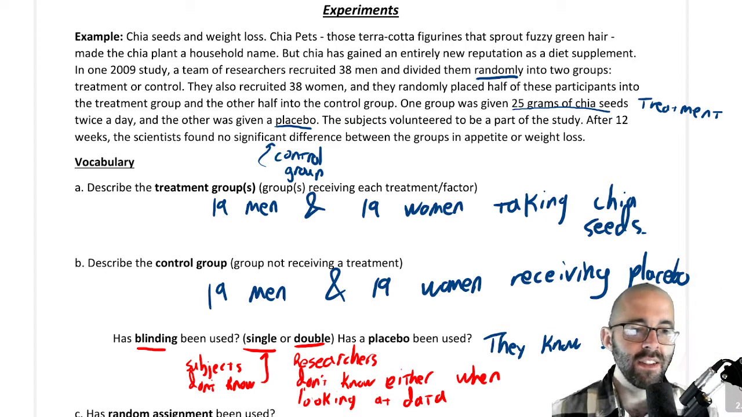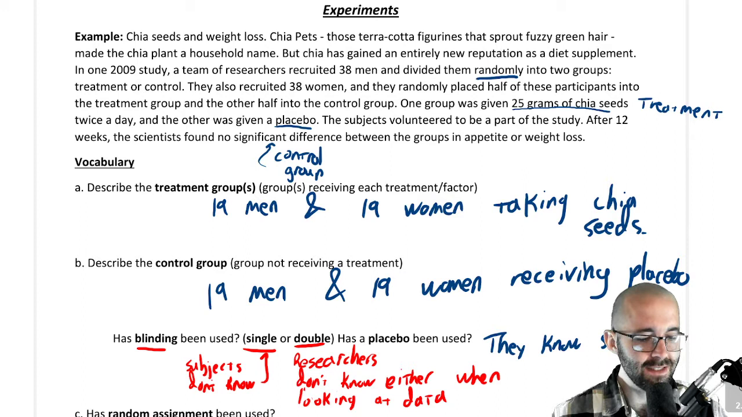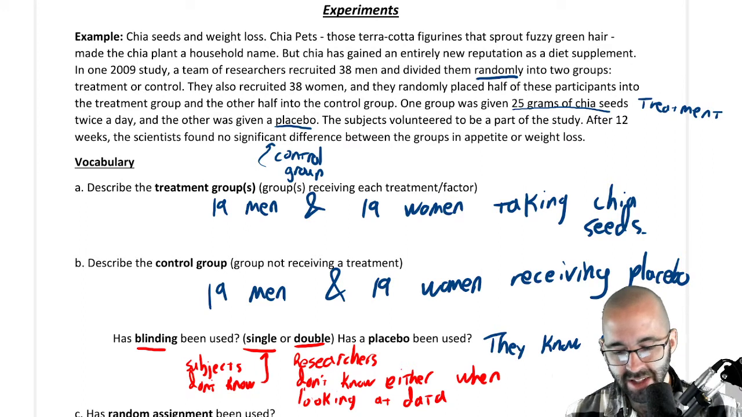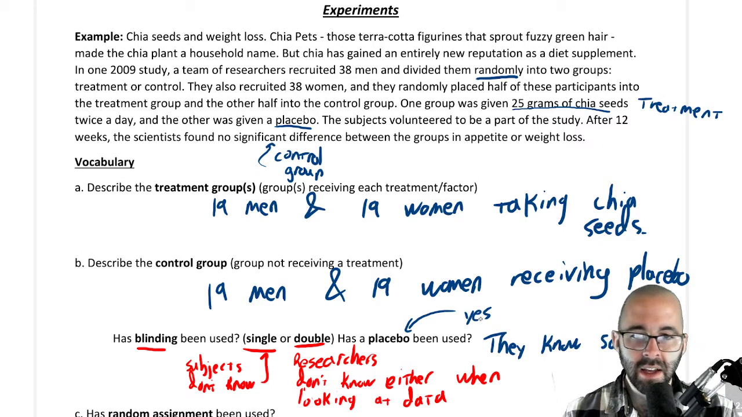Blinding is not used. And the interesting thing about a placebo is even if you know you're taking a placebo, the placebo effect still exists. You can read more about that. It's really fascinating. So has a placebo been used? Our answer to that is going to be yes.